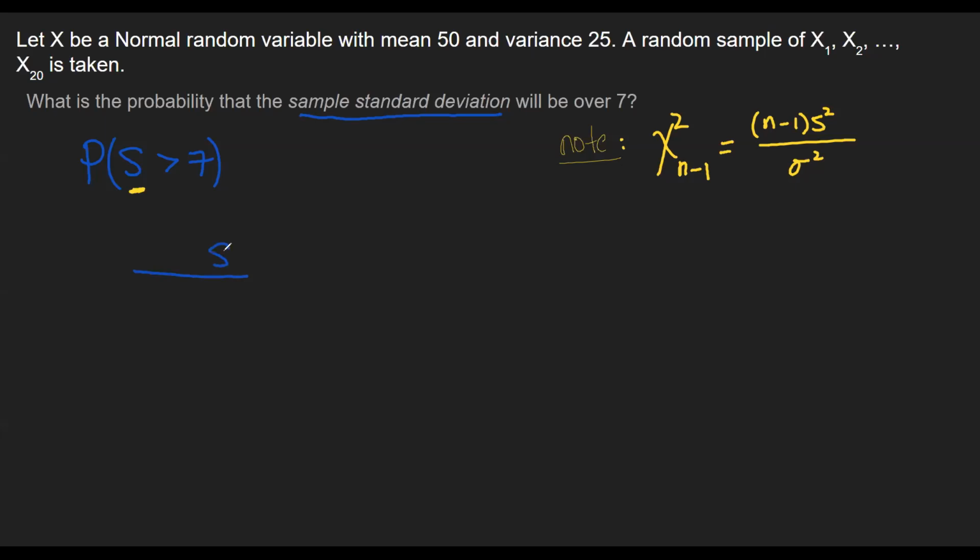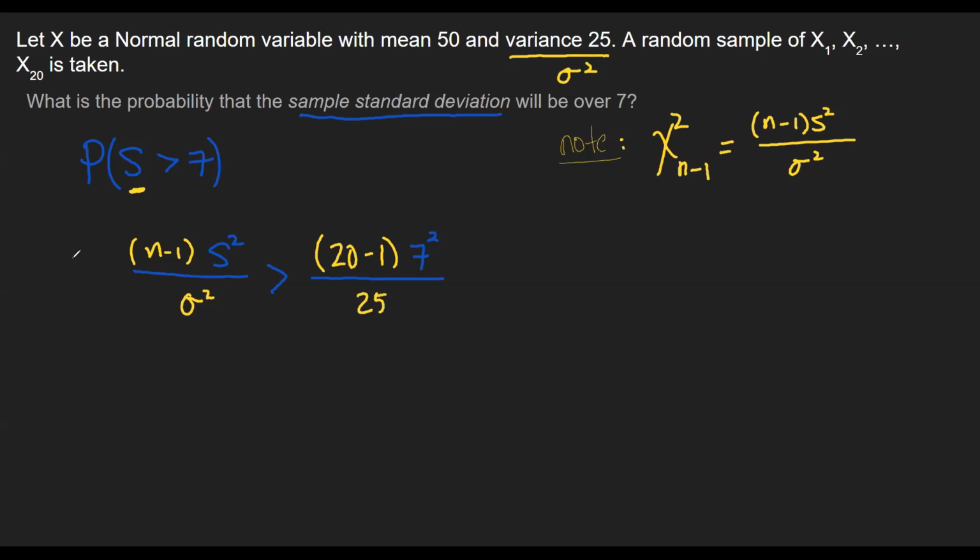First, I need to square the S. And then I need to make some modifications. The modifications will be multiplying by n-1 and dividing by sigma squared. Now, recall from algebra that whatever I do to the left, I must do to the right. So my first step is to square both sides, from s squared to 7 squared. And then I'm going to multiply both sides by n-1. N is our sample size, so that's 20 minus 1. And sigma squared is the population variance, which is given to us as 25.